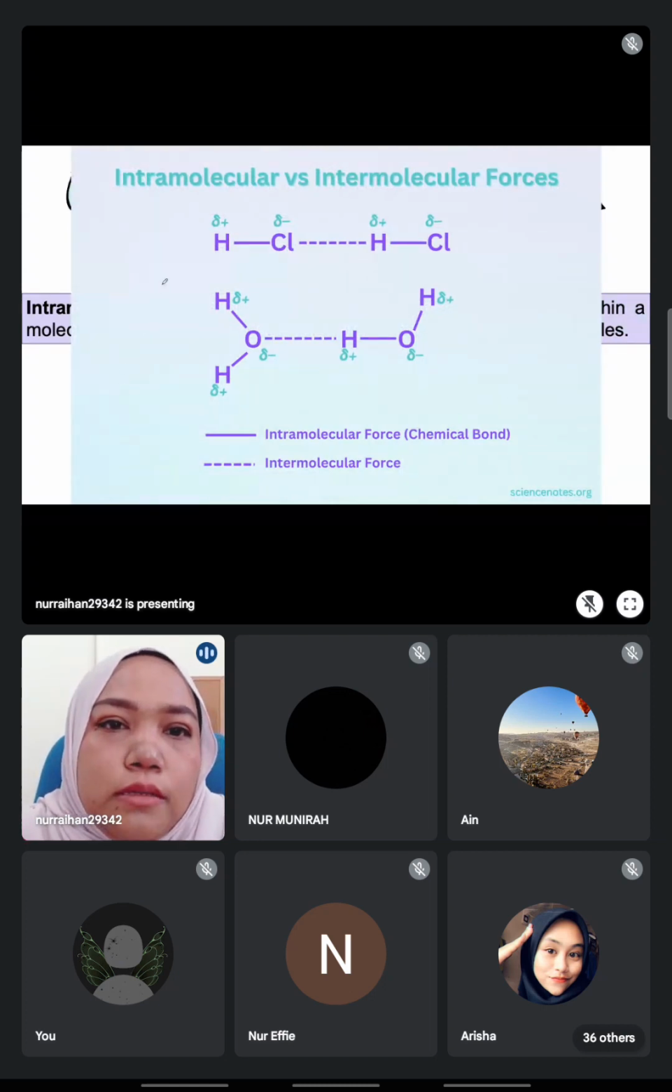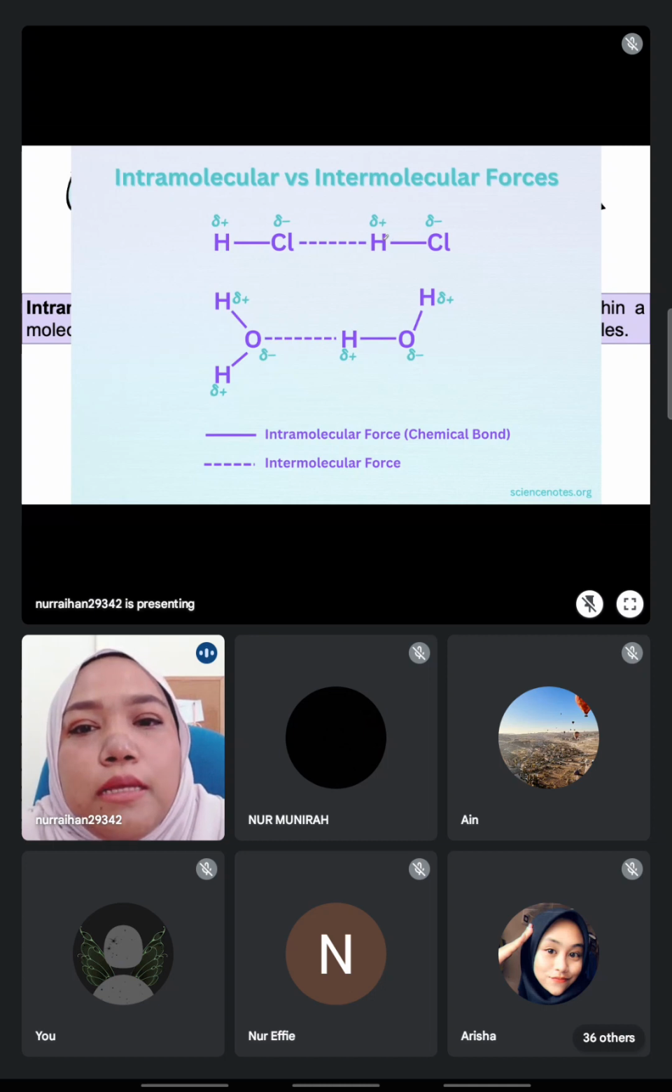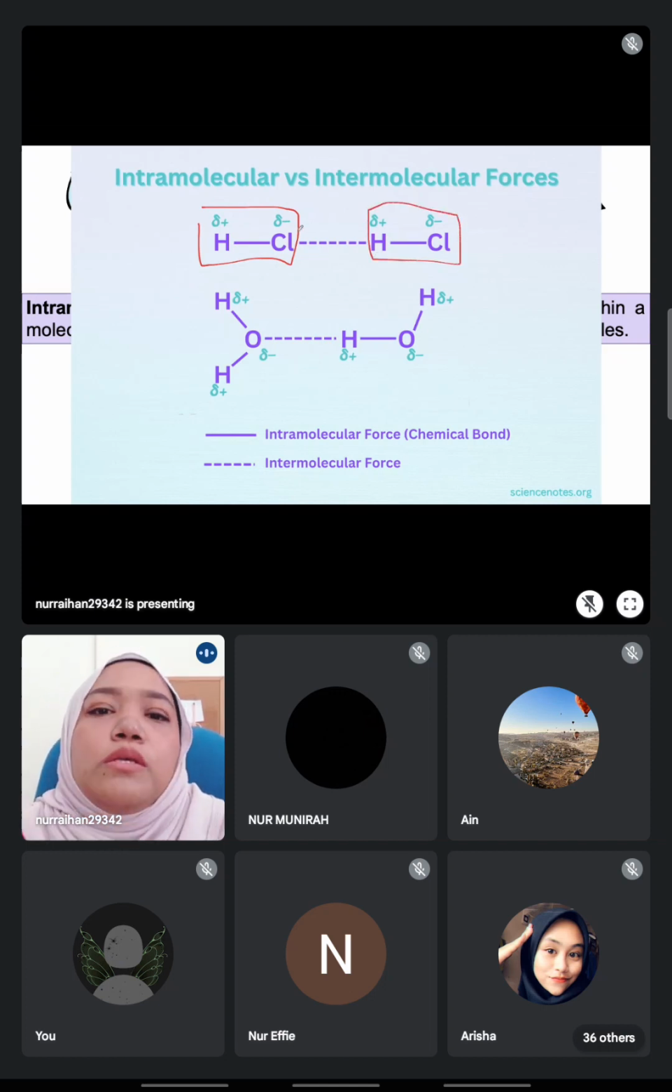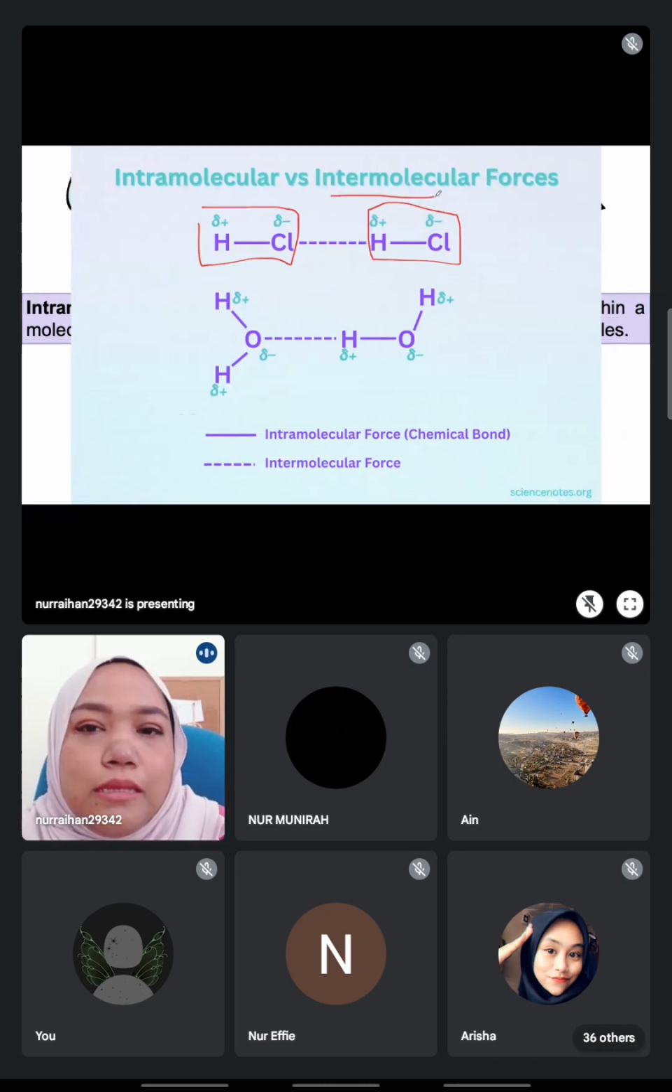Okay, next example. Intramolecular forces and intermolecular forces. So intramolecular forces is between hydrogen and chlorine, between the atoms. Meanwhile, between these two molecules, this one is considered one molecule, and this one is considered as one molecule. So the linkage between these two molecules is known as intermolecular forces.